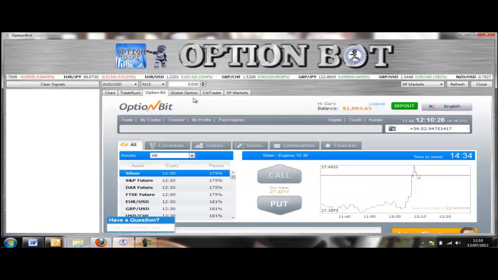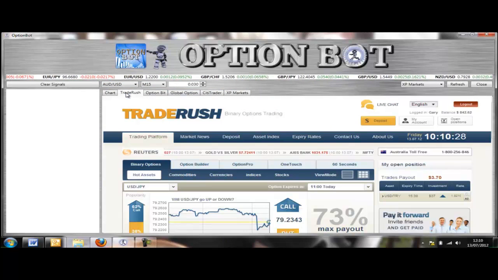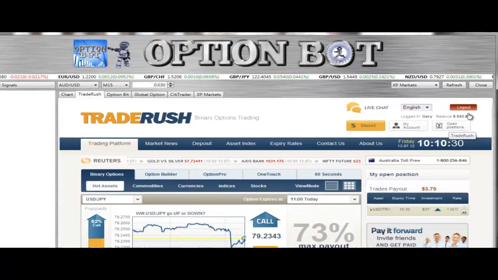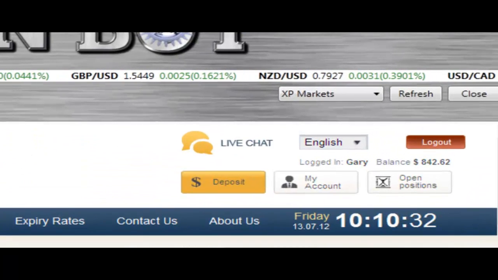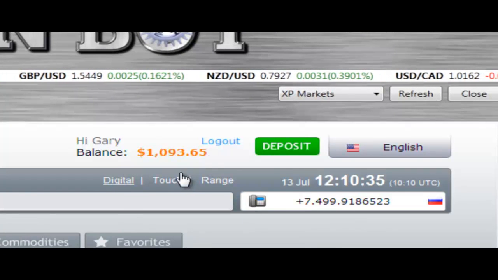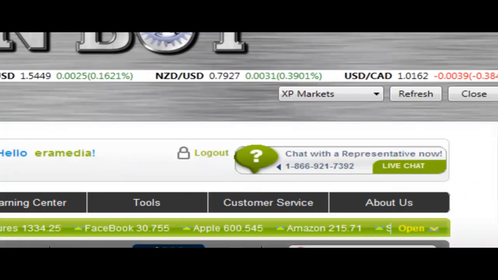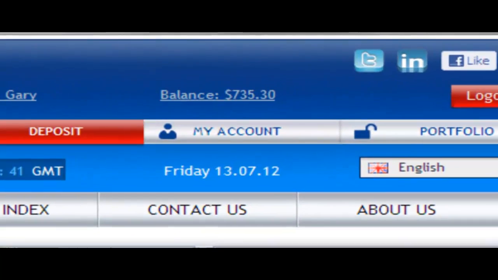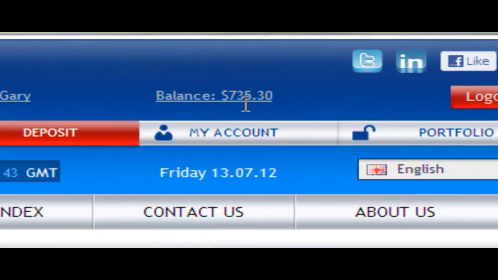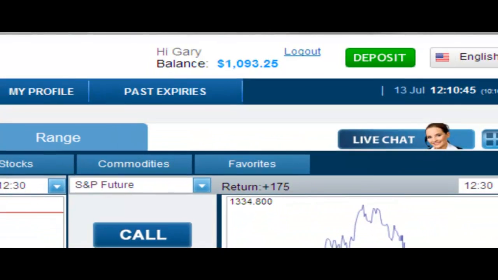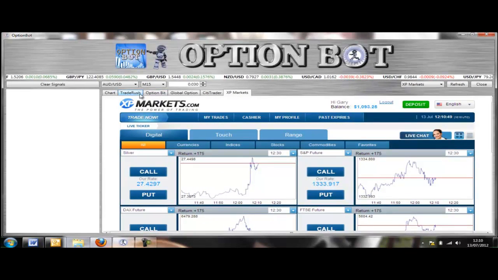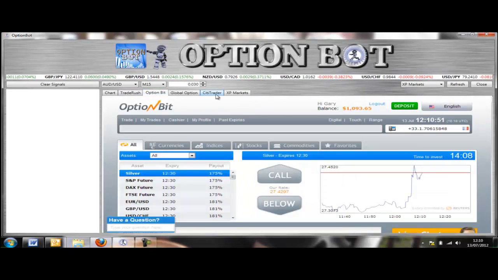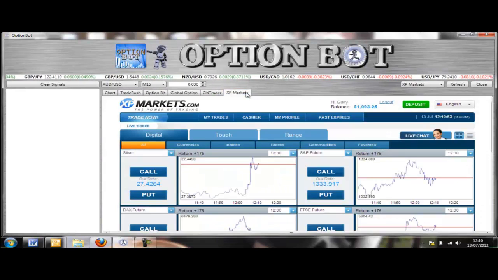And I have 5 platforms to trade on. As you can see, I have a balance of 842.62 with Trade Rush, a balance of 1,093.65 with OptionBit, a balance of $800 with Global Option, a balance of 735.30 with CityTrader, and finally a balance of 1,093.25 with XP Markets. That's a total across all 5 platforms of 4,564.82 in my trading balance.